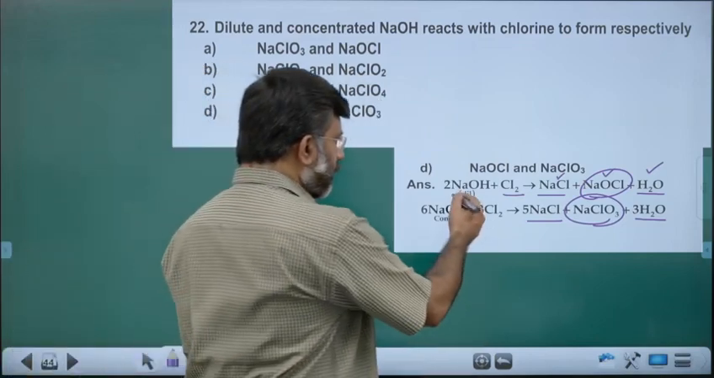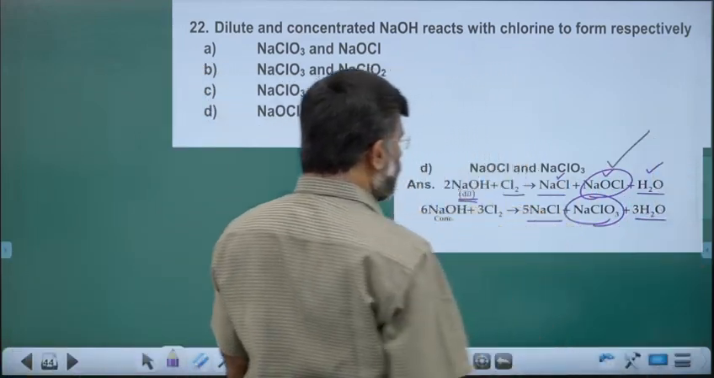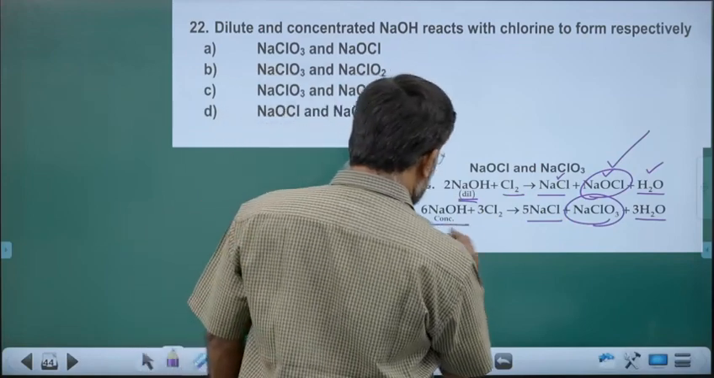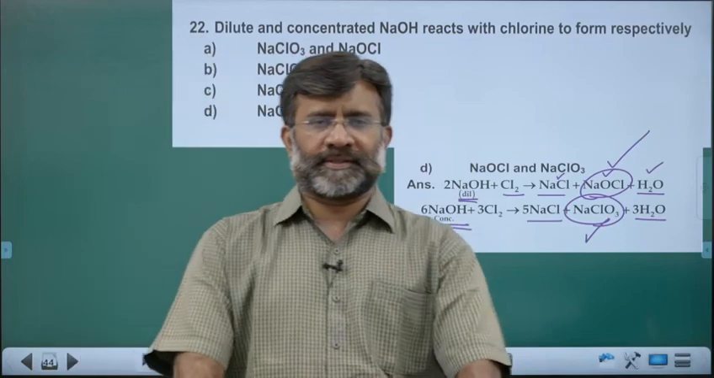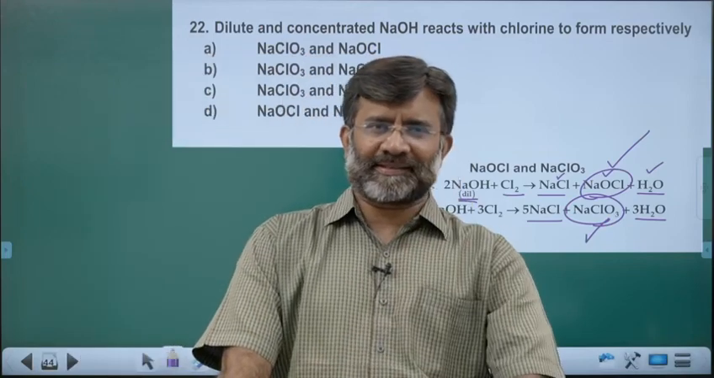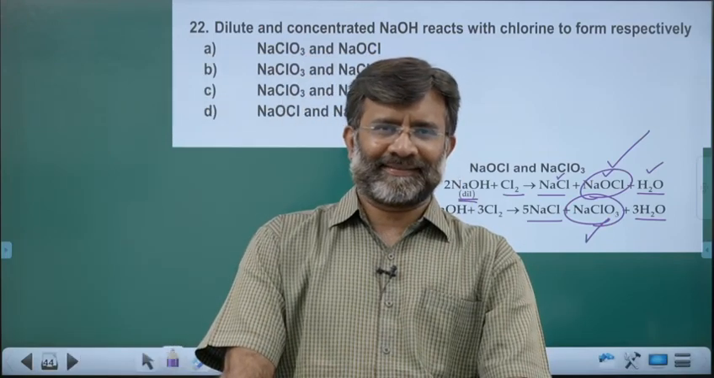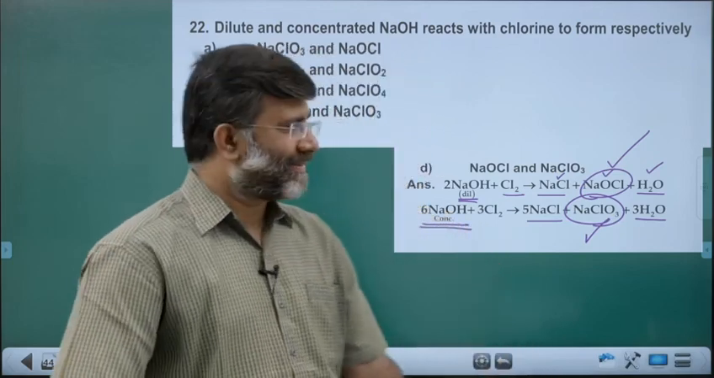So with the dilute NaOH, you will be getting sodium hypochlorite, and with the concentrated NaOH, you will be getting sodium chlorate. Very important reaction. Okay. Next.